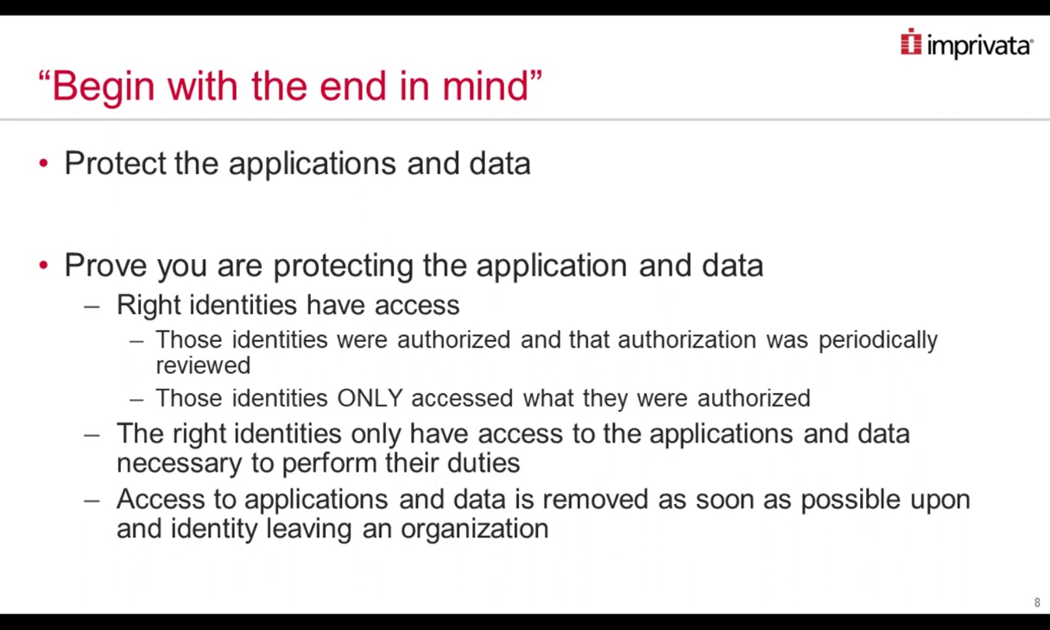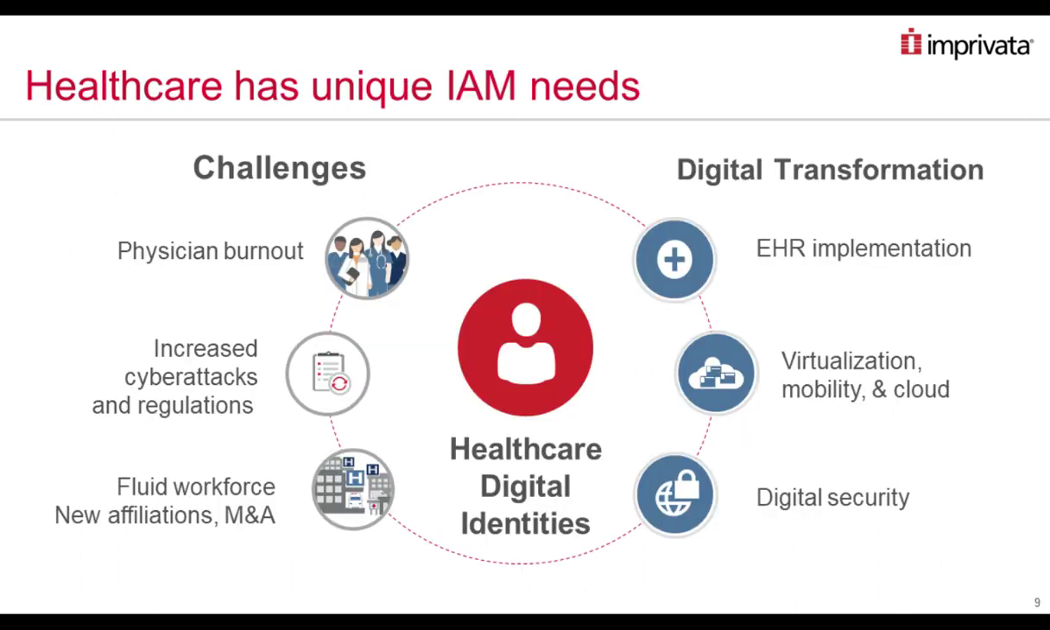And finally, and I've gotten caught on this a couple of times in periodic access reviews and KPMG audits, you have to make sure that when an identity leaves an organization, access to the applications and data is removed as soon as possible, just as soon as possible. And like I said, I've had that audit black mark on my report card for a couple of different locations. It's a lot harder to do than it seems like, but that's something that you have to do when you protect the applications and data.